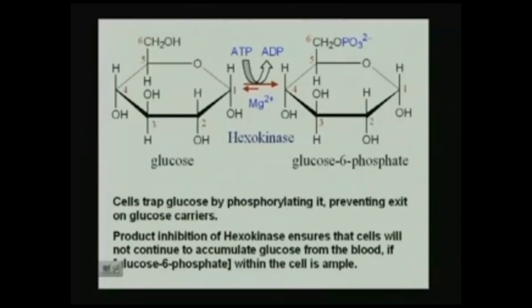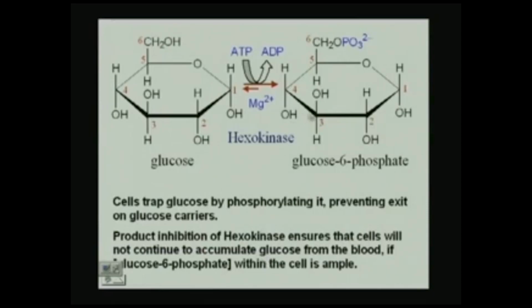So the cells trap glucose by phosphorylating it. Once glucose is phosphorylated, it's trapped. It has to be broken down, right? But this can be prevented if glucose 6-phosphate inhibits the enzyme. If hexokinase is inhibited, then glucose cannot form glucose 6-phosphate. Fine. So the product inhibition of hexokinase ensures that cells will not continue to accumulate glucose from the blood if glucose 6-phosphate within the cell is in sufficient quantity.